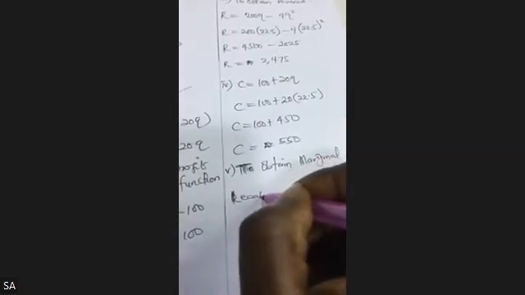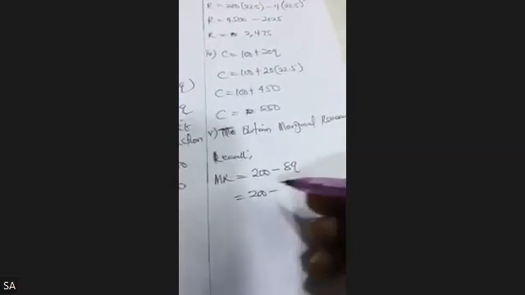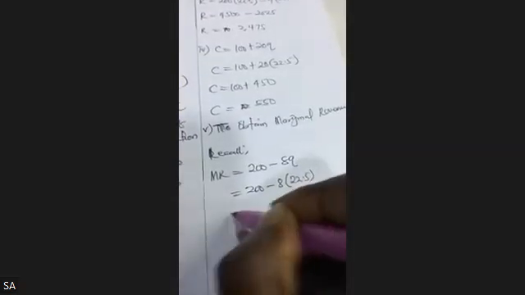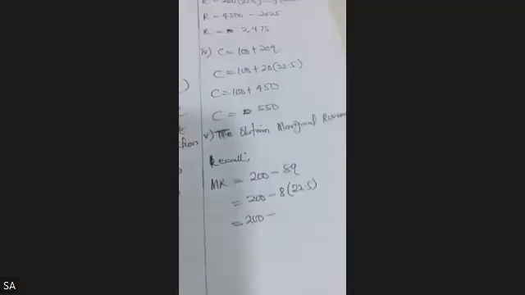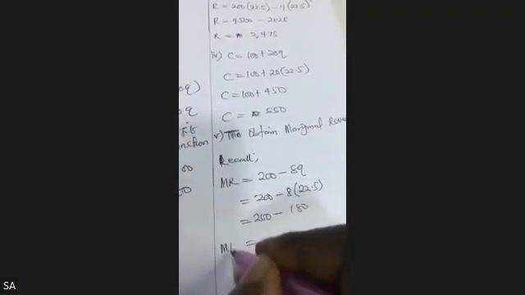So now, the marginal revenue function, MR. Let's recall that our MR equals 200 minus 8Q. So this will give us 200 minus 8 times 22.5. Class, 22.5 multiplied by 8 gives us 180. So you can see that marginal revenue is actually 20 naira. We have obtained our marginal revenue.